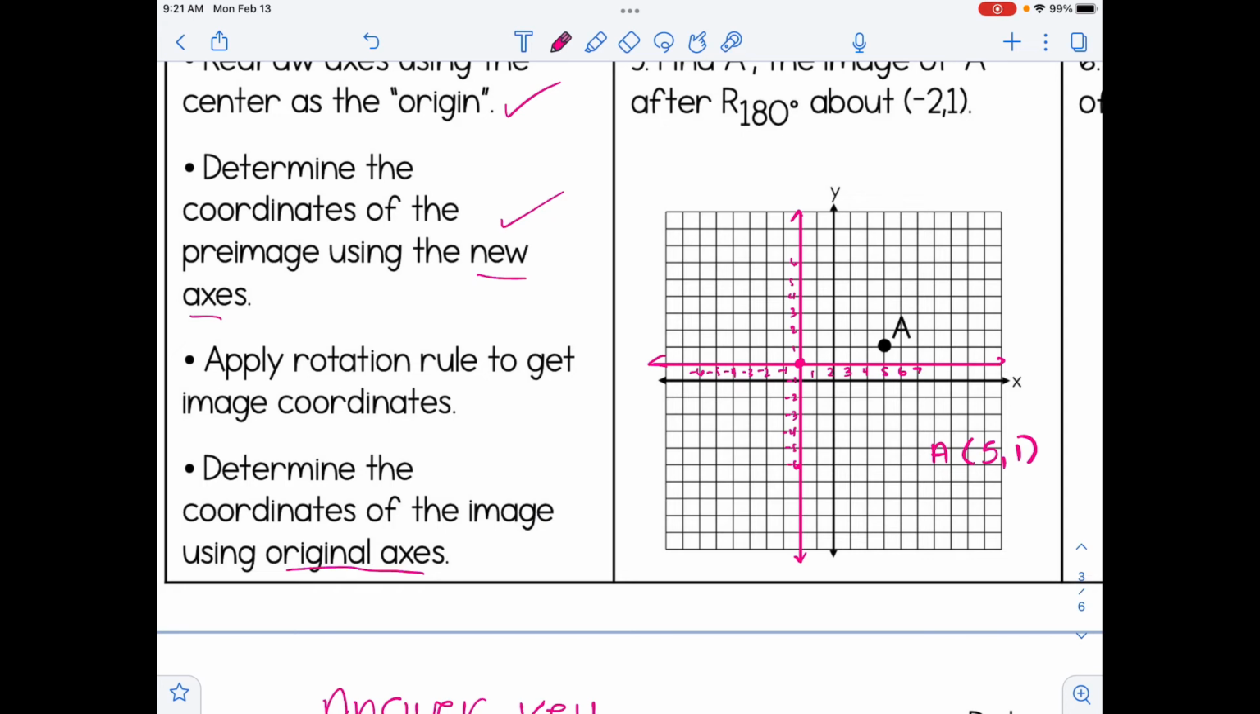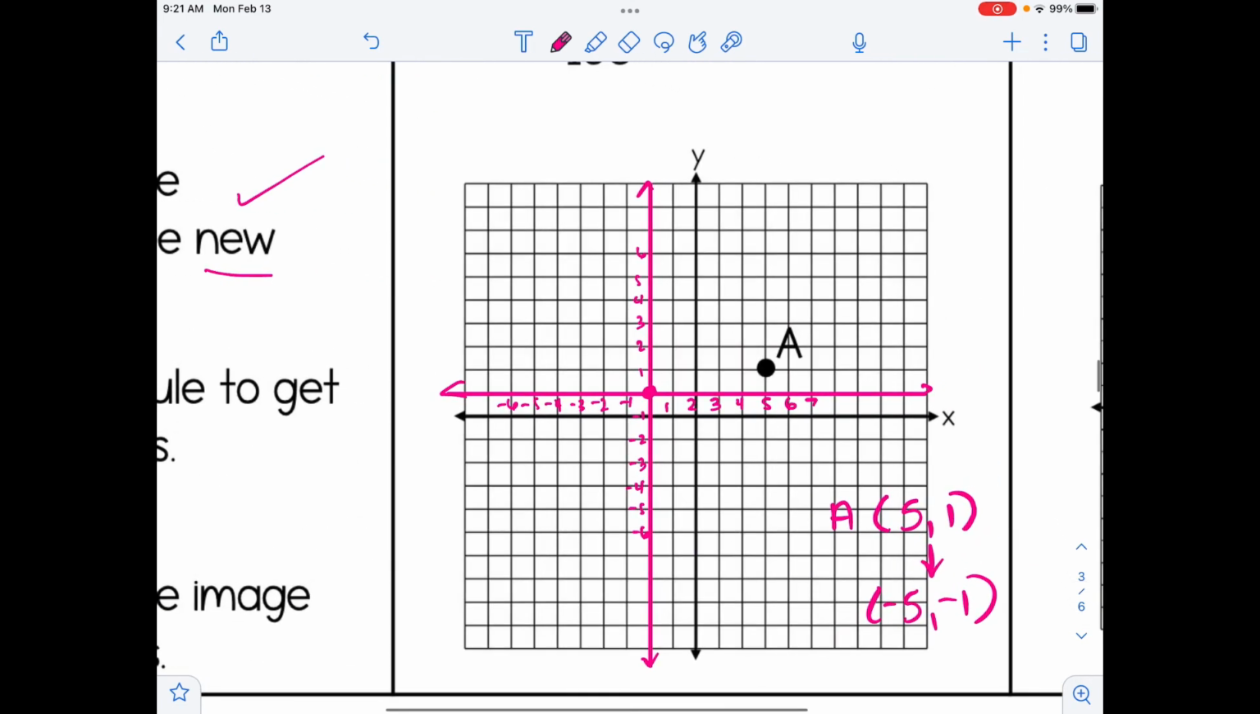So rotation of 180 degrees, that rule was negate both. So that would make this point -5, -1. If I plot that point, -5, -1, it would be here. Okay, so I'm plotting A prime there. So what I'm going to do, and this might be a little bit easier to just watch on the iPad for a second here, is I'm going to actually erase all of our new pretend axes. And I'm going to look where A prime is.